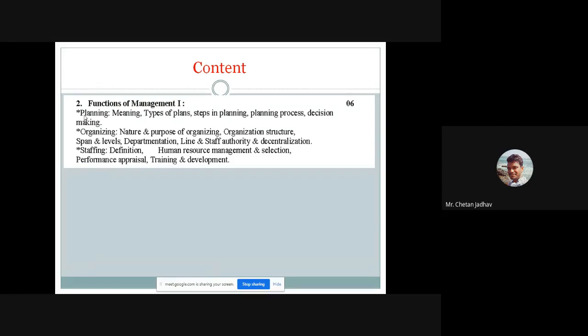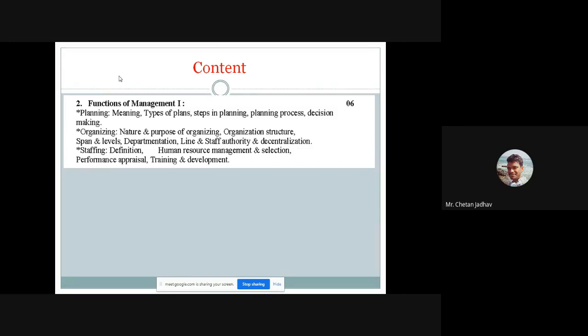Then we have seen that there are different types of planning. Which type of planning is suitable for that particular operation or process? Then we have discussed the different steps in planning. In those steps, there are some important steps, like the first is identification of the problem.